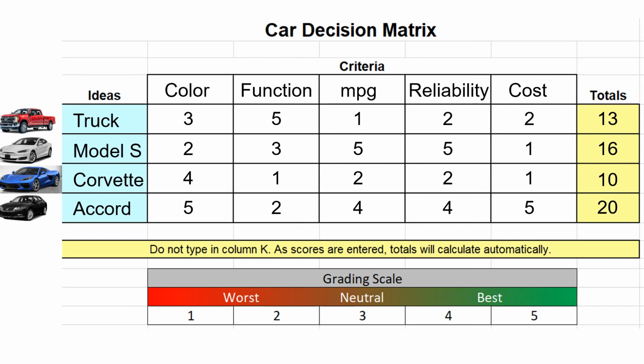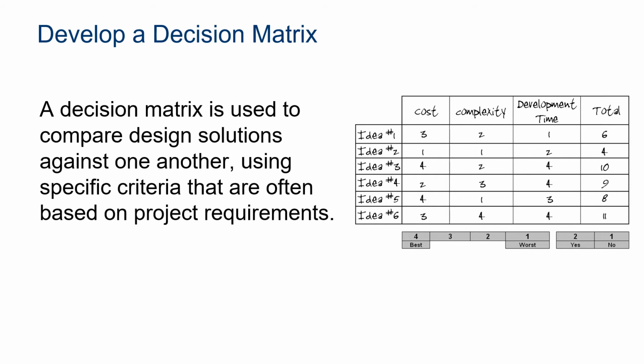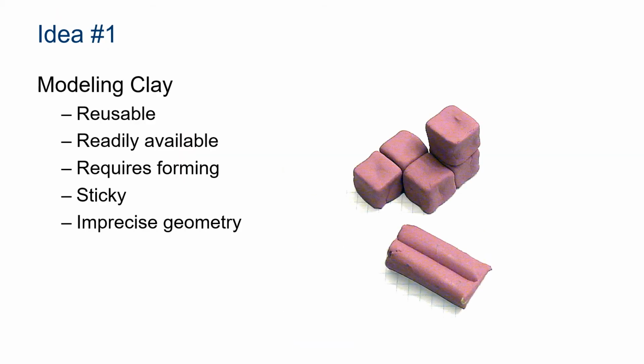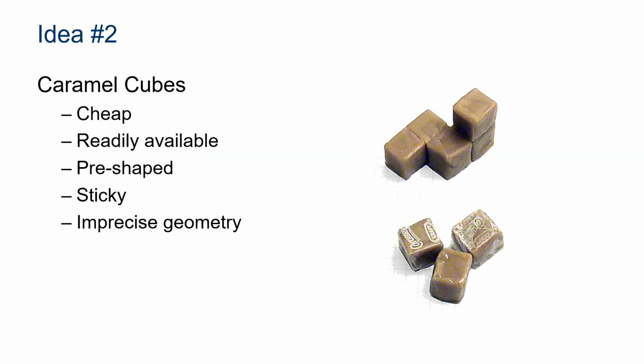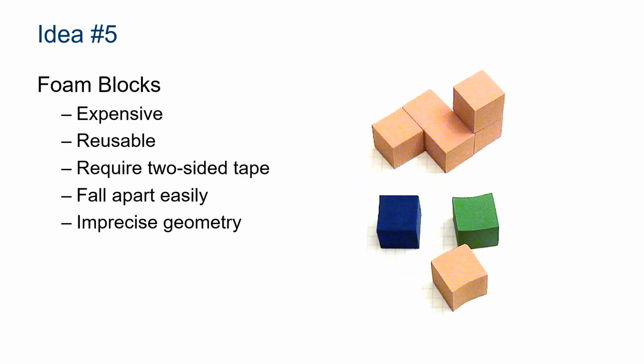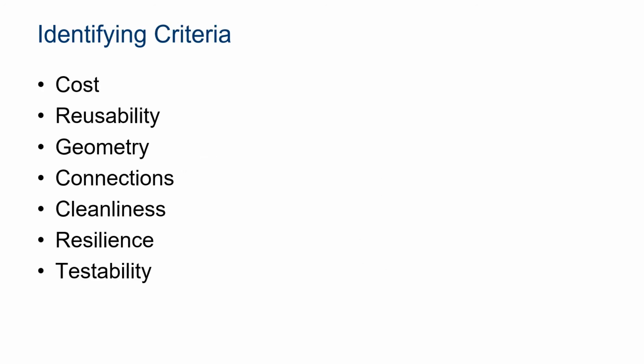So anybody with a black Honda Accord, they're really cool people because they made a great decision with their decision matrix. So Project Lead the Way says a decision matrix is used to compare design solutions against one another using specific criteria that are often based on project requirements. So they said, what material would be best for creating models of puzzle pieces? Then they go through all these different ones. You get modeling clay, caramel cubes, dice, centimeter cubes, foam blocks, sugar cubes.